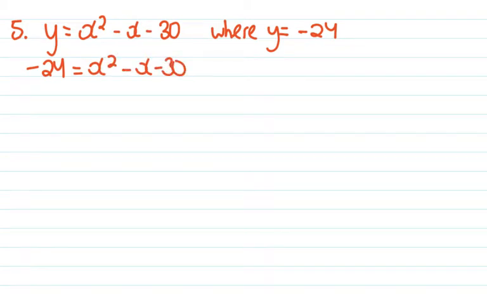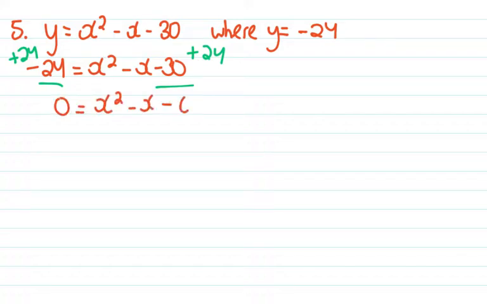and then in order to factor this and solve, before we factor, we have to move this negative 24 over to the other side so that the whole thing equals 0. So in order to move the 24 to the other side, I would need to add 24 to both sides. So now I have 0 equals x squared minus x minus 6, because negative 30 plus 24 is negative 6. Now I can factor and solve for x.